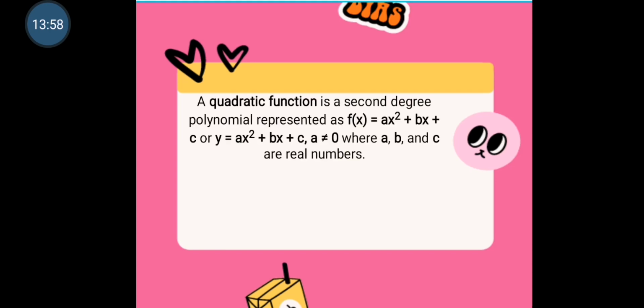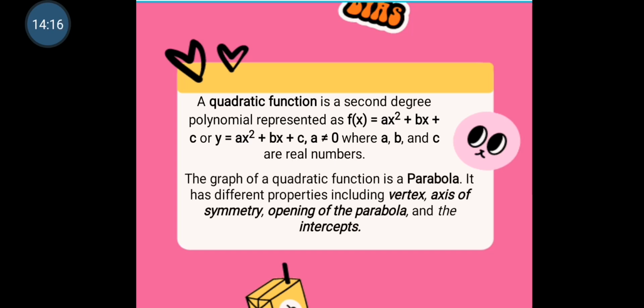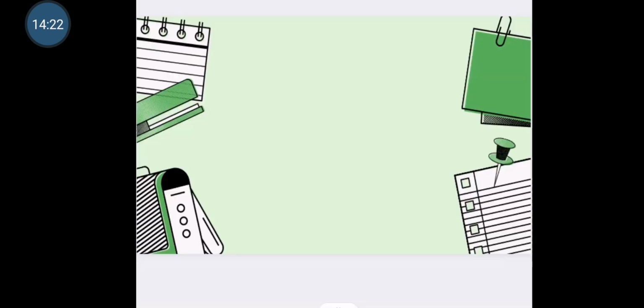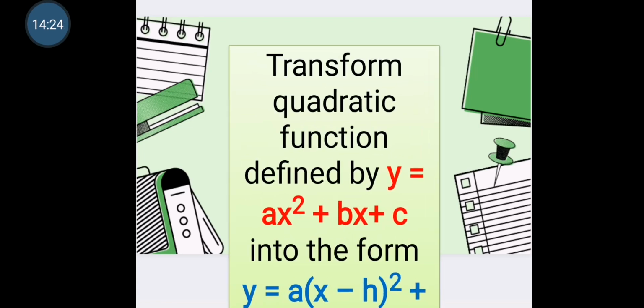Next, a quadratic function is a second degree polynomial. Ayan, represented by ax squared plus bx plus c. Wherein, always remember, para malaman natin na siya ay quadratic function, always see to it that the highest degree is 2. And the graph of a quadratic function, ang tawag po ay parabola. So, paano nga ba ita-transform ang quadratic function into vertex form?